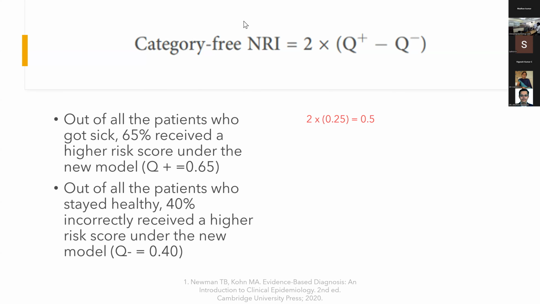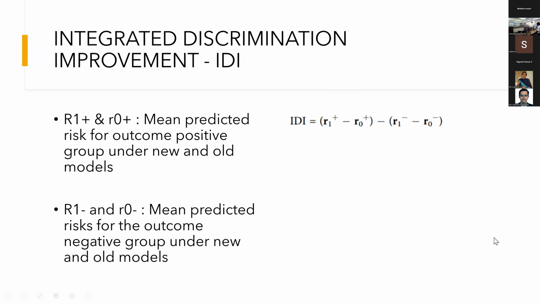So 0.25 into 2 will be 0.5. So this means that the new test is actually better and faring better compared to the previous test. And the last discriminatory method that we'll be seeing is the integrated discrimination improvement, which is nothing but the IDI.